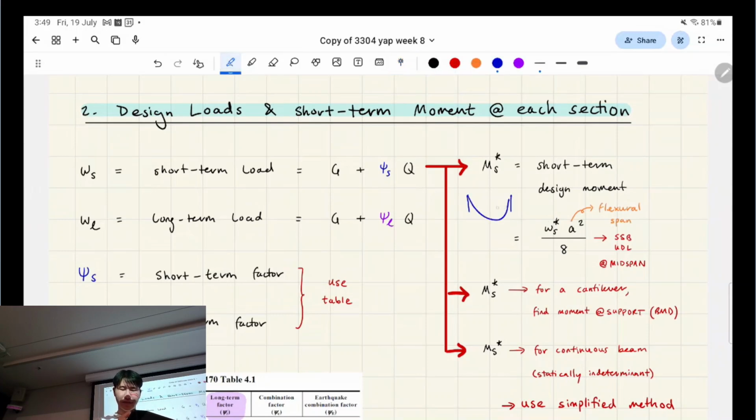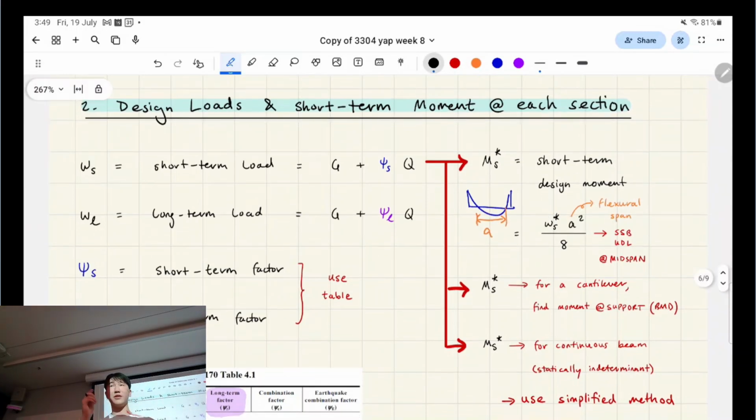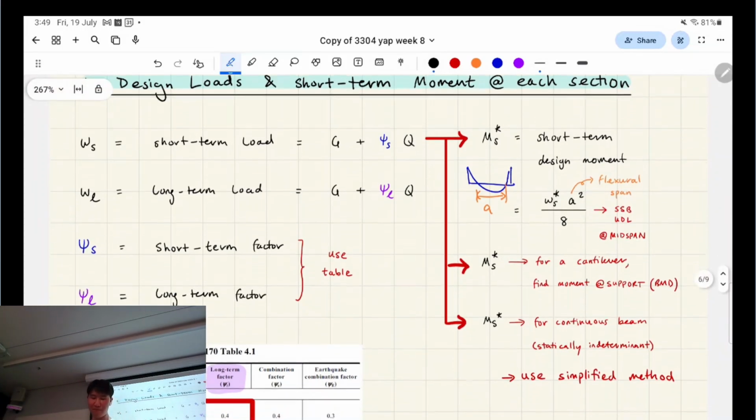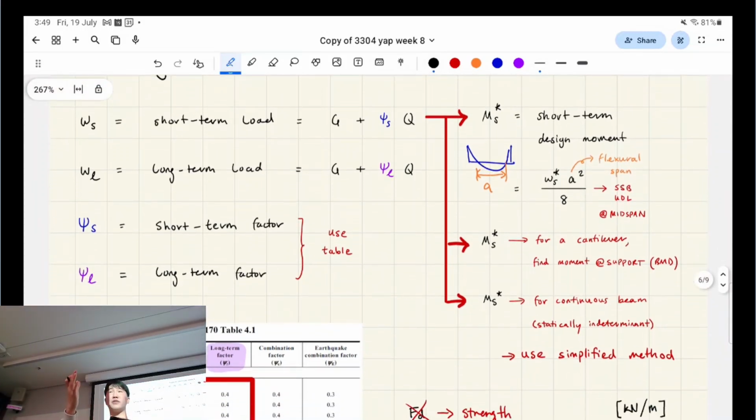It's like this. So this part here is the flexural span, right? So it's usually smaller than the actual span. As in, it has to be smaller than the actual span because that's what a flexural span is, right? Okay, and then that's for a simply supported case.